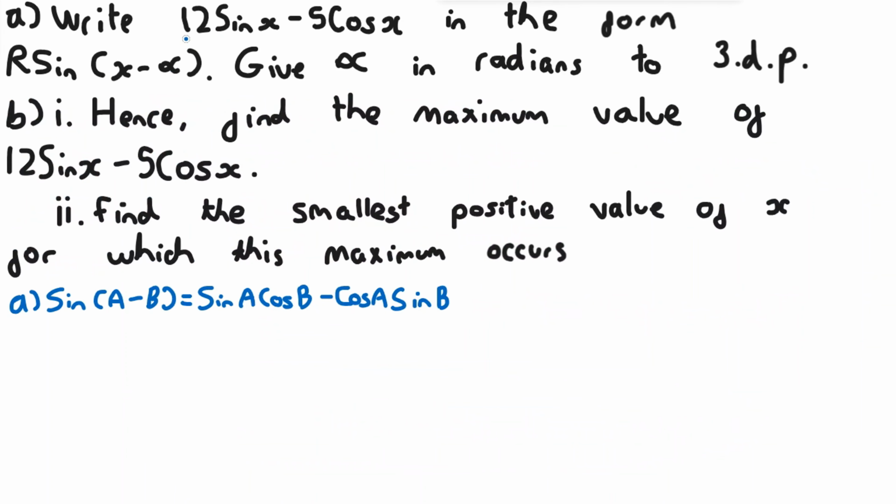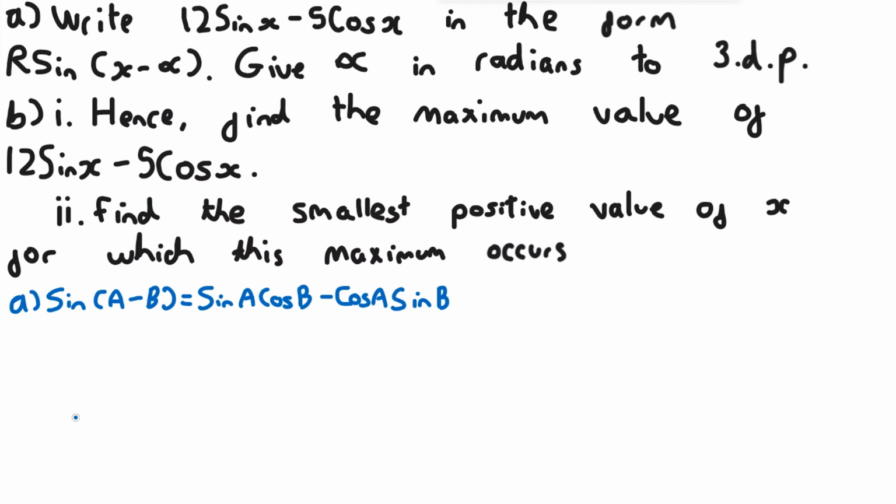So here's another example where we need to write 12 sin of x minus 5 cos of x in the form r sin of (x minus alpha). Now, as we have this sin of (x minus alpha), we need the addition formula for sin of (a minus b), which is given here. Remember, this is given to you in the formula booklet, so you have access to it in the exam.